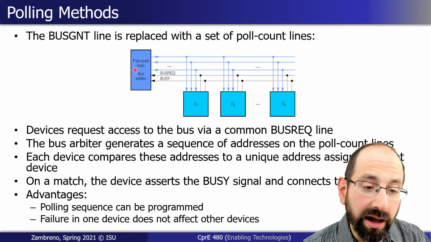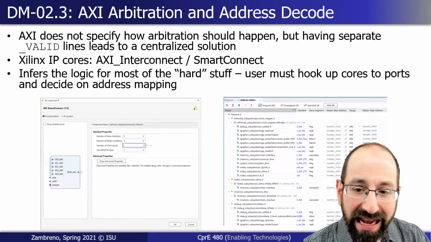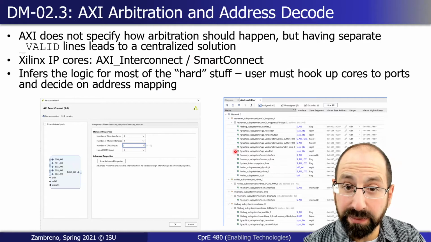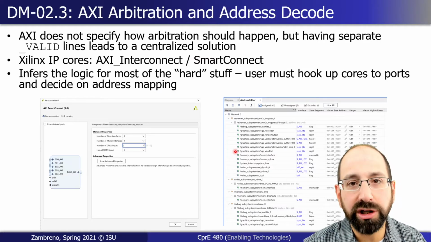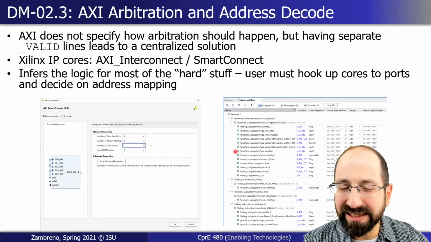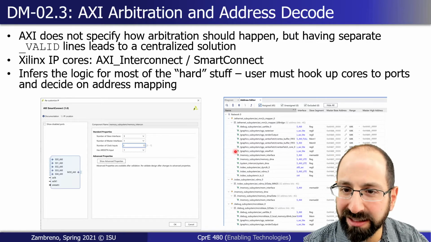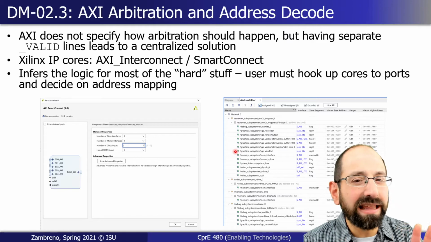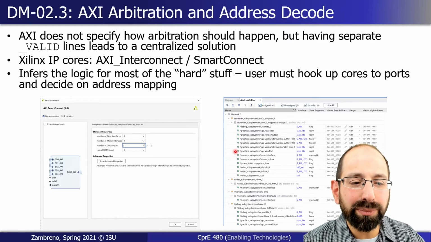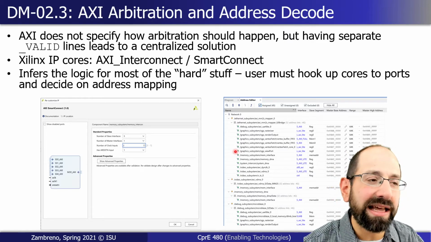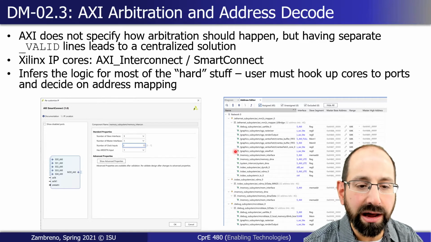And when we talk about the AMBA-AXI interface, the spec doesn't really talk at all about how that arbitration should happen. But given that we have these separate valid and request lines for all of the different phases of our transactions, it strongly hints that a separate centralized solution would be in place for all the IP cores that you have connected.